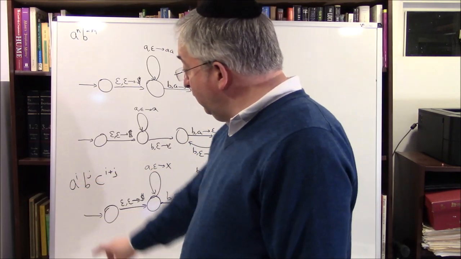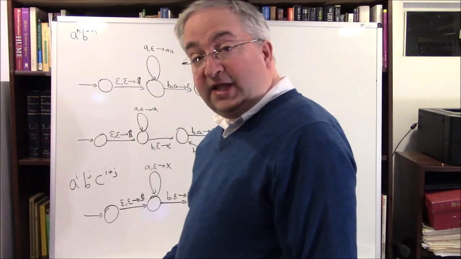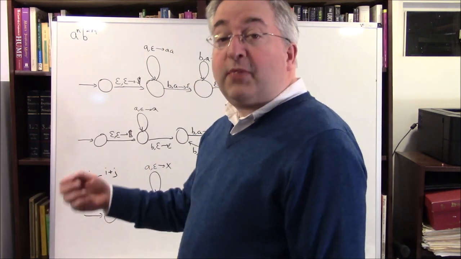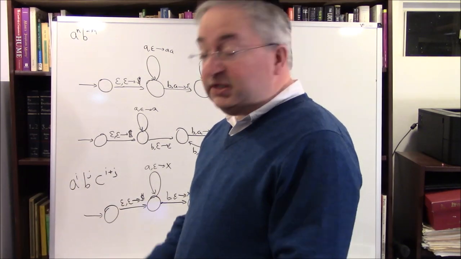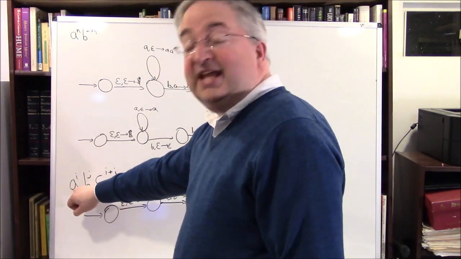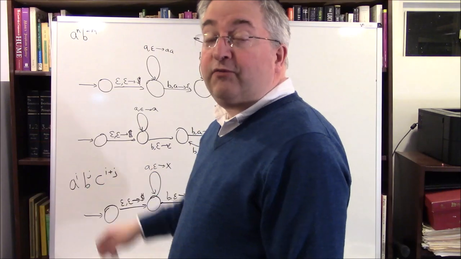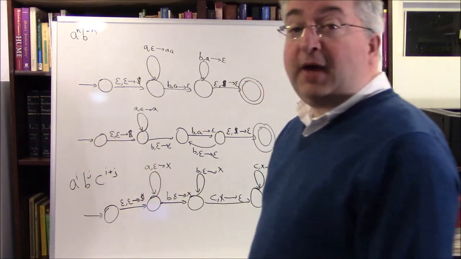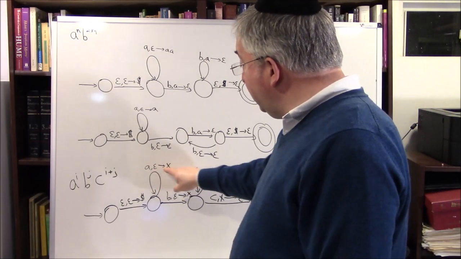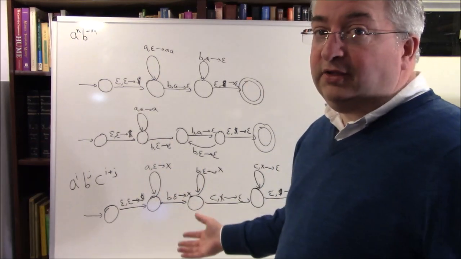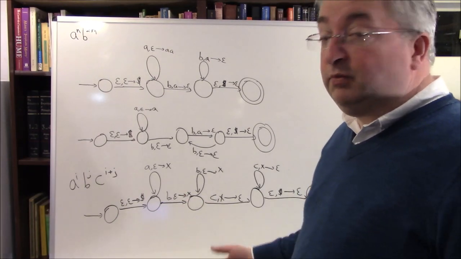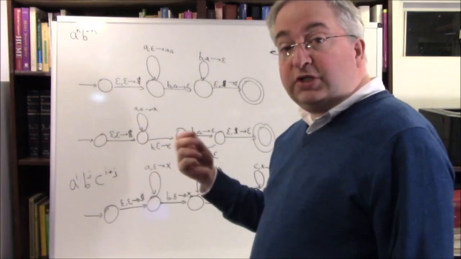Very good. So every time I see an A, I'm going to put it on my stack. I want to count how many A's I have. I also want to count how many B's I have. But I should put the same thing on my stack because I'm just going to count how many A's and B's you have, and then hopefully the number of C's should be the same. So watch what I do. Put the dollar sign, bottom of the stack. Every time I see an A, I put an X. Again, you don't need to put an X. You can put a Z, you can put an A, you can put a B, you can put whatever you want. But I'm counting one thing.